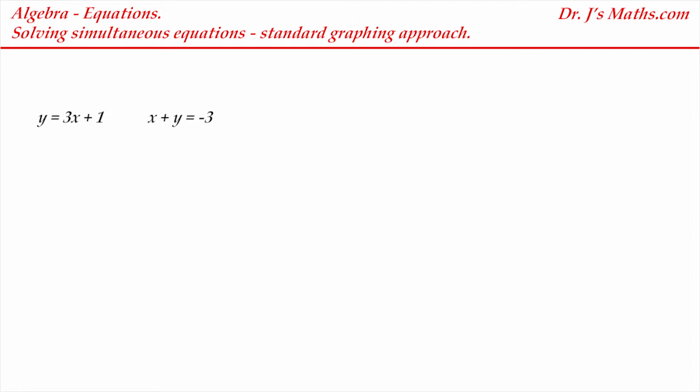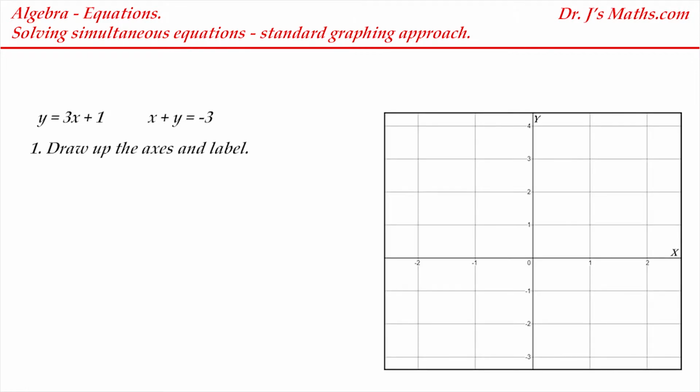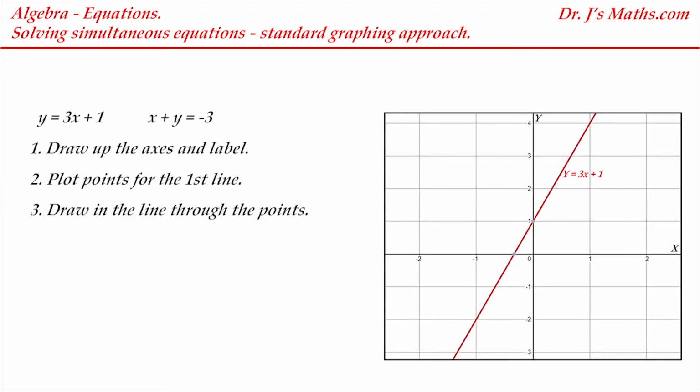So the first step is to draw up the axes that we're going to need and label them x and y. Second, we plot the points for the first line. So when x is equal to 0, y is equal to 1, in the first line, and when x is equal to 1, y is equal to 4. So we note those 2 points down, and then we draw in the line that goes through those 2 points.